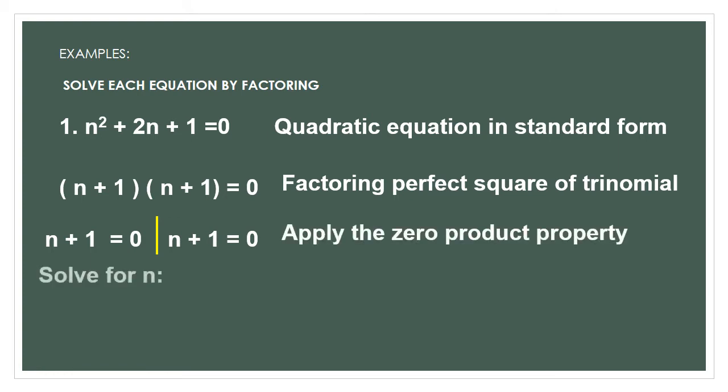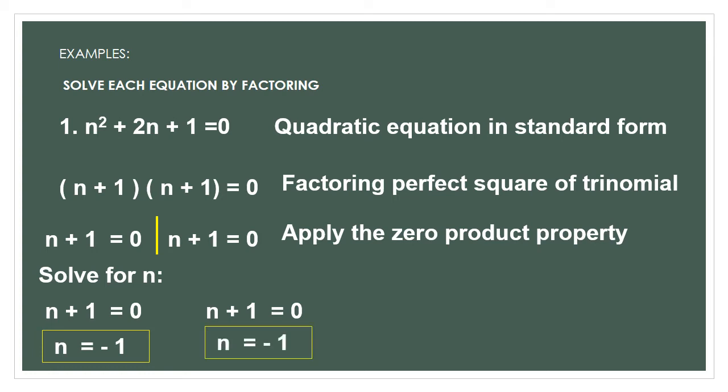Okay, so let us now solve for n. So, n plus 1 equals 0. Using the transposition method, n is equal to negative 1. Next is n plus 1 equals 0. By transposition method, n is equal to negative 1.